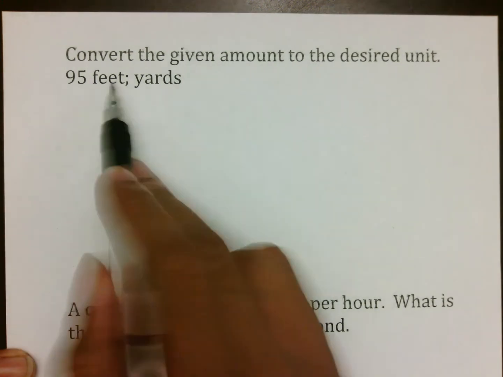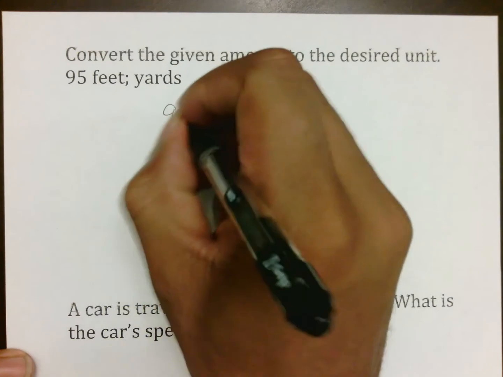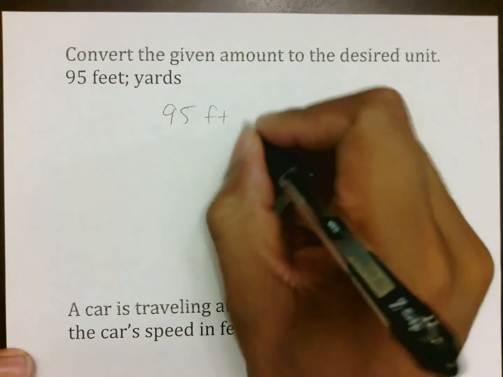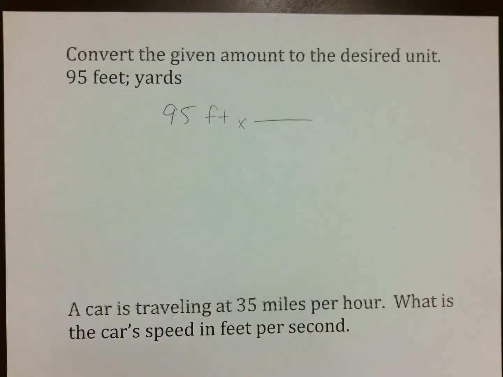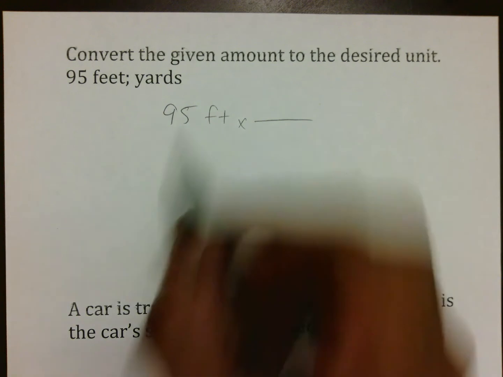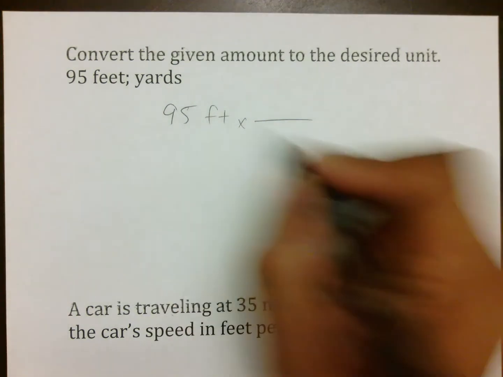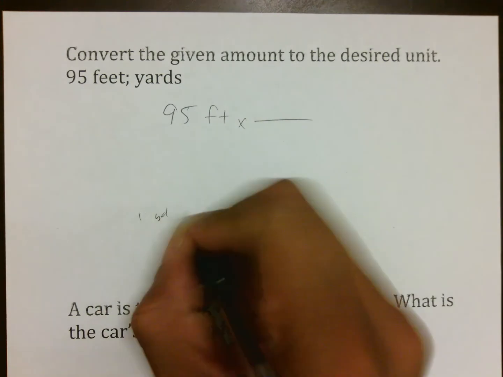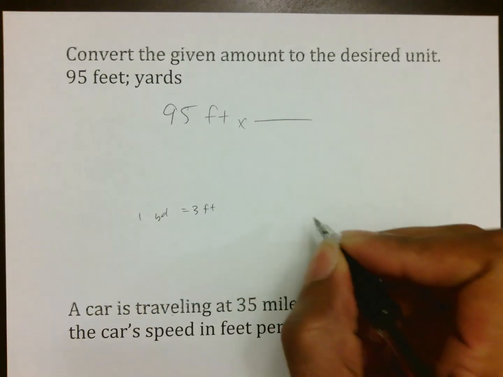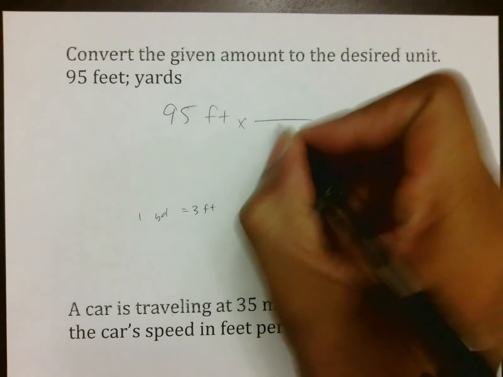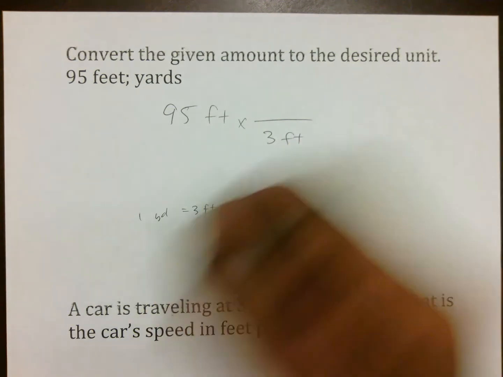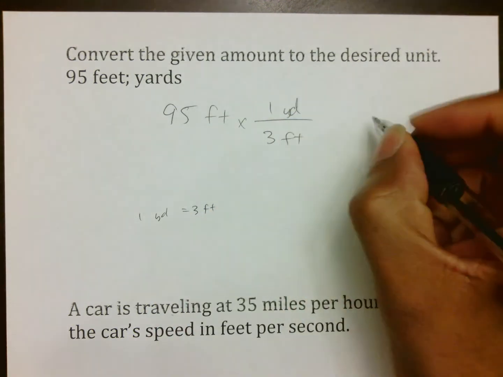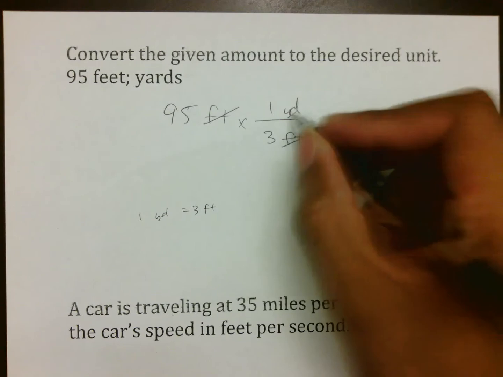Convert the given amount to the desired unit. Again, 95 feet to yards. Once again, we want to start with what we know, which is 95 feet. And we know we're going to use a conversion fraction. Again, feet is here, which means we want feet on the bottom so they cancel. And you're going to yards. What I'll remember is that 1 yard equals 3 feet. And so we want feet on the bottom, which means that 3 feet will go here. And 1 yard will go there. Notice now the feet will cancel out, leaving us yards.